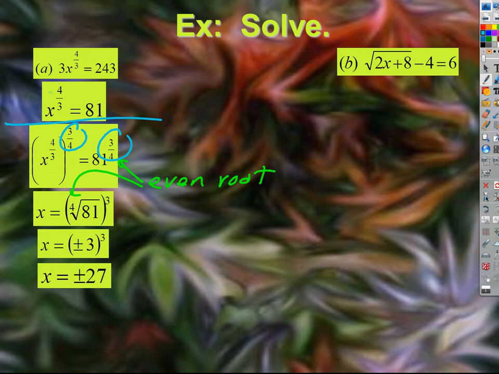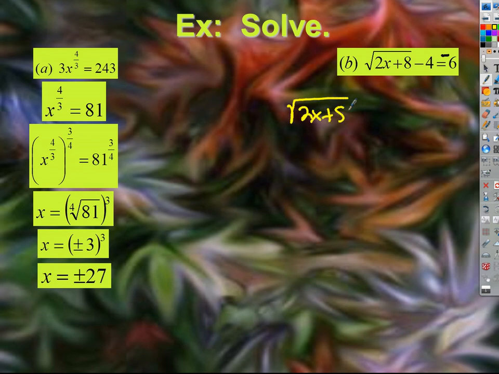Okay, what about this guy over here? Now let's look at this one. I'm going to make a little switcheroo on this one, though. I'm going to make that a negative 6. Okay? So we're going to do this with a negative 6. All right, so what do I do first? Add 4. So that's going to give me the square root of 2x plus 8 equals negative 2.